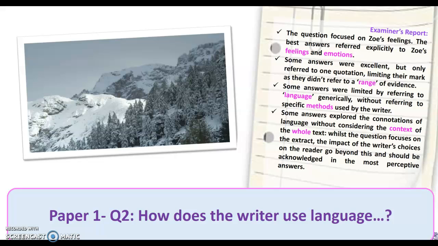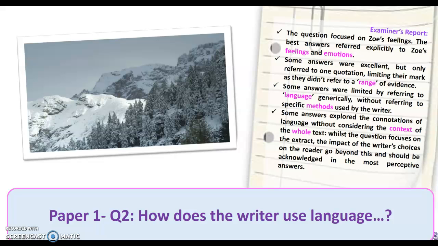Some answers were limited because they referred really generically to language. Language is a huge word to throw around. You have to be really specific about the writer's methods that you've identified. So was it alliteration? Was it a simile? Was it a particular verb that you thought was powerful in conveying Zoe's emotions?